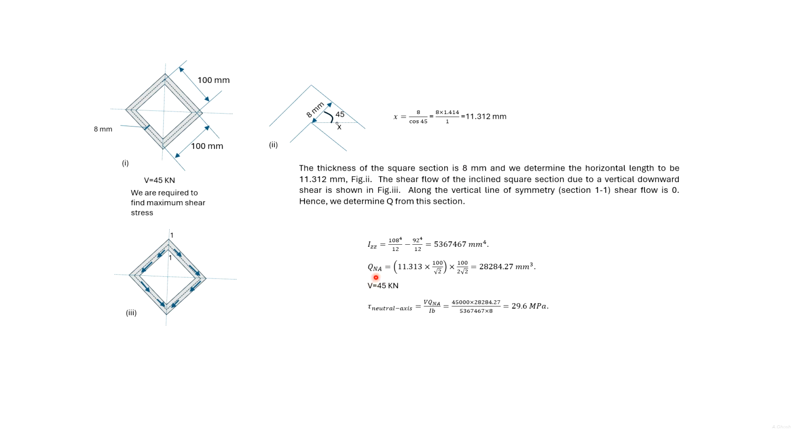So the statical moment of area is given as 11.3 multiplied by 100 by root 2 into half of that. With Q known, we find out the shear stress at the neutral axis. As earlier, we take B as the thickness, which is 8 mm.